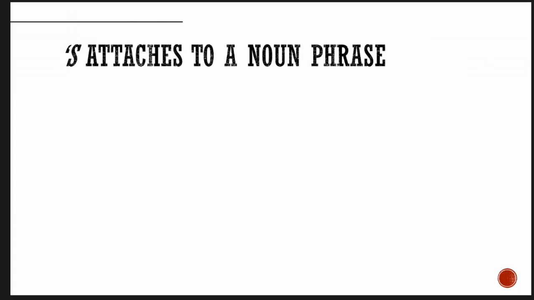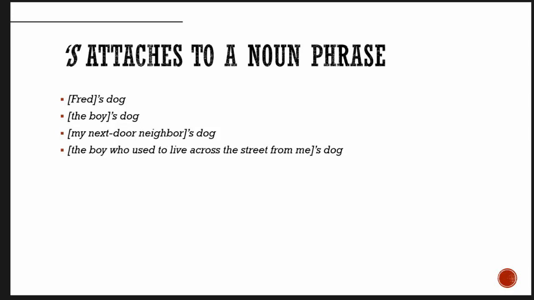Structurally, it's clear that the apostrophe s, or the apostrophe, attaches to the end of a noun phrase. So we can see that the noun phrase can be a single word, Fred's dog, but it can consist of more words. So we can see there, in brackets, what the apostrophe s is attaching to. There it's attaching to Fred, but it can attach to a determinative plus a noun, the boy's dog. It could attach to a whole phrase with its own possessor and its own modifier, my next door neighbor's dog, or something really complicated like the boy who used to live across the street from me's dog.